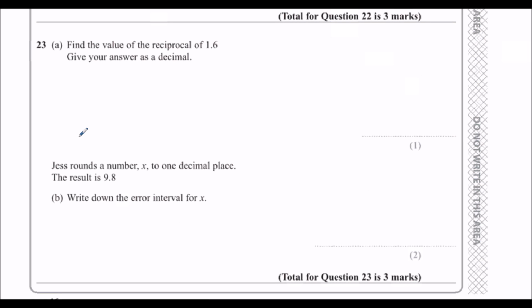Question 23. Find the value of the reciprocal of 1.6. That just means 1 divided by 1.6. So the reciprocal means 1 over 1.6. Give your answer as a decimal. So using the S to D button, that's 0.625. It comes as 5/8. You click the S to D button and that changes it to a decimal, 0.625.